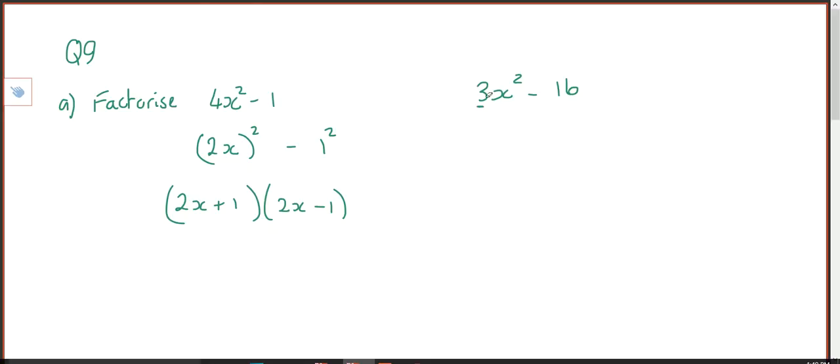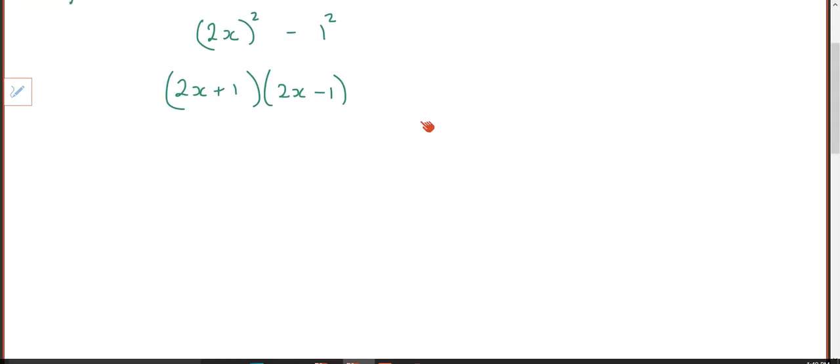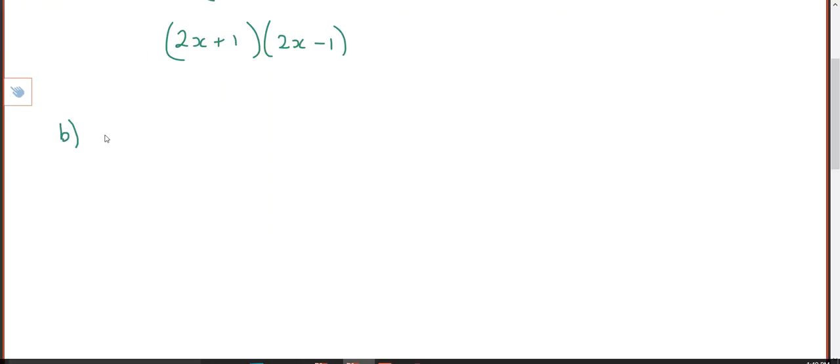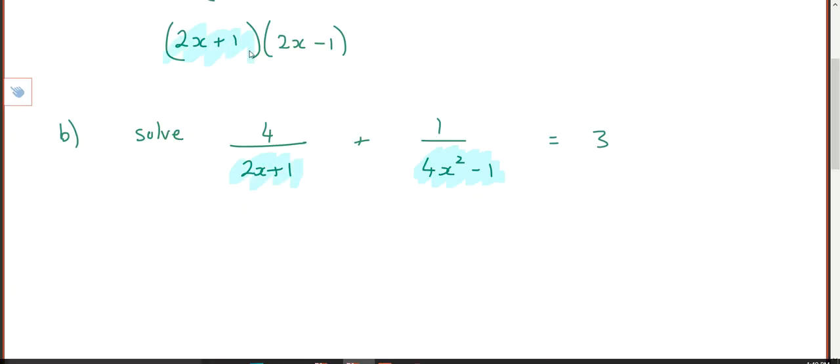So you know it can factorise, therefore take the clues. It's 4x squared minus 1. It's going to be the difference of 2 squares. Right, now that is part A, and part B is now solve 4 over 2x plus 1. Oh, I've spotted something already. Plus 1 over 4x squared minus 1, and that equals 3. Now if I'm eagle-eyed, I should know, oh look, that is the same as part A.